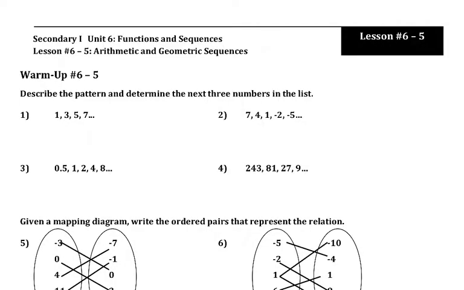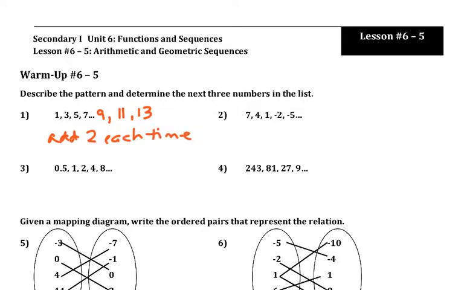Okay, for 6-5, first of all, we are going to describe the pattern and determine the next three numbers in the list. So we are looking at the pattern here, and I see 1, 3, 5, 7. So that's a familiar pattern. We know that those are all of our odd numbers. And so we are going to tell what happens. So we can first say, well, what's going to keep happening? So the next three numbers are 9, 11, and 13. And then what's happening is I'm adding 2 each time.